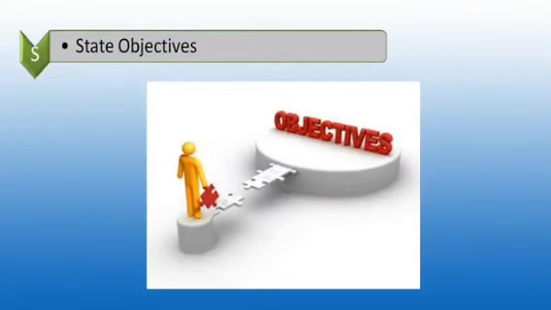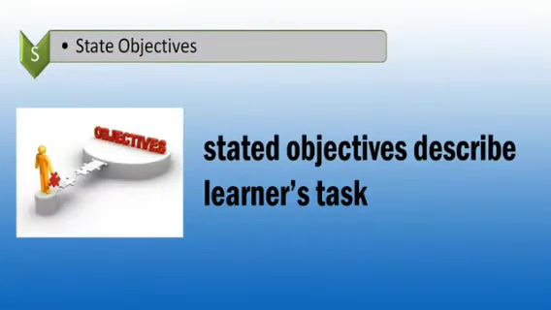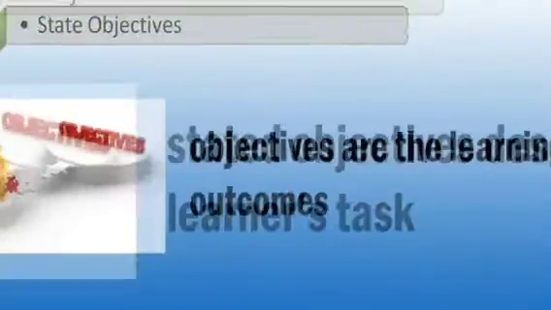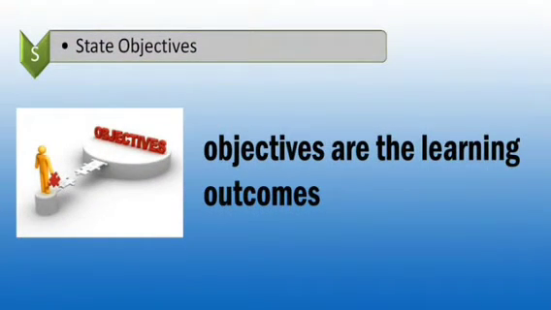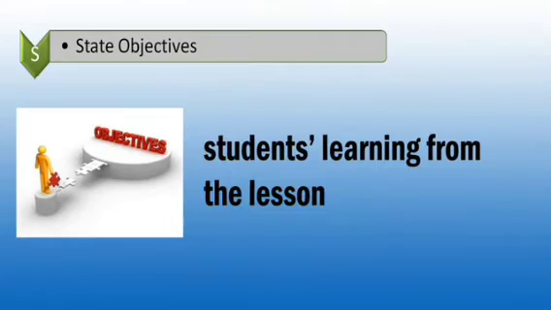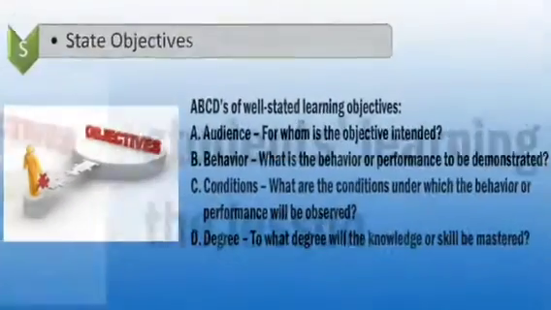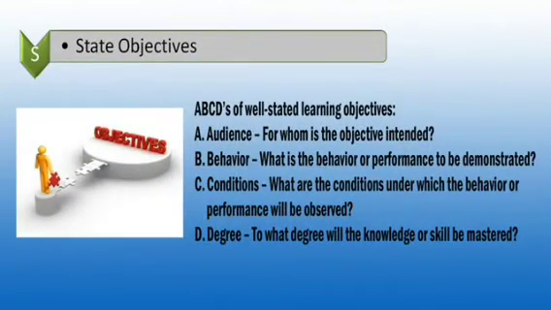Second, state objectives. The stated objectives are statements describing what the learner will do as a result of instruction. In other words, objectives are the learning outcomes, that is, what the student will learn from the lesson? The mark of a good set of learning objectives is conformity to the ABCDs of well-stated learning objectives. They are as follows: A.